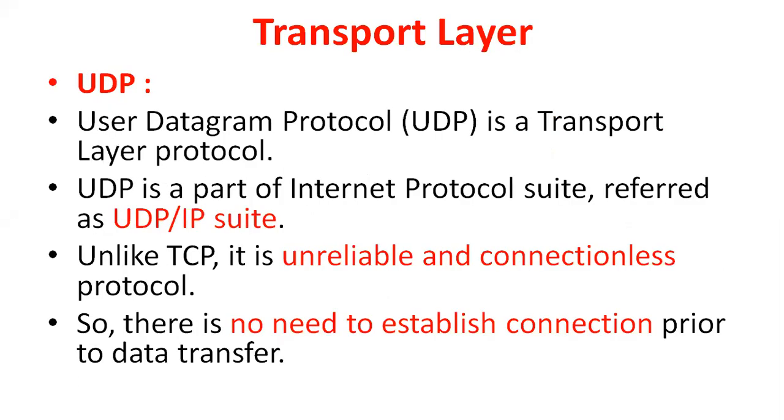What about UDP, User Datagram Protocol? It is a connectionless protocol. There is no guarantee whether the data will reach the destination or not. UDP is a part of the Internet Protocol, so it is referred to as the UDP/IP suite. Unlike TCP, it is an unreliable protocol. TCP is a reliable, connection oriented protocol. UDP is a connectionless protocol.